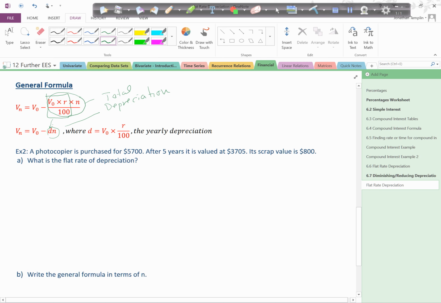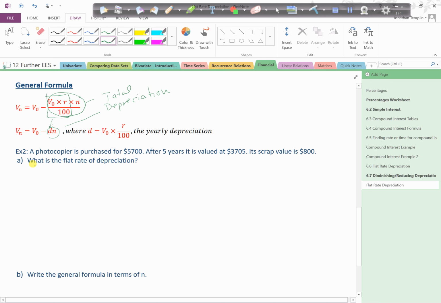So let's go through a couple examples here. I've purchased a lovely photocopier for $5,700, and after 5 years it's valued at $3,705. So it's lost $1,995 in those first 5 years. We're also told that its scrap value is $800. So when it gets to 800, at that point it's not doing any more photocopying, but I can at least sell it off for parts.